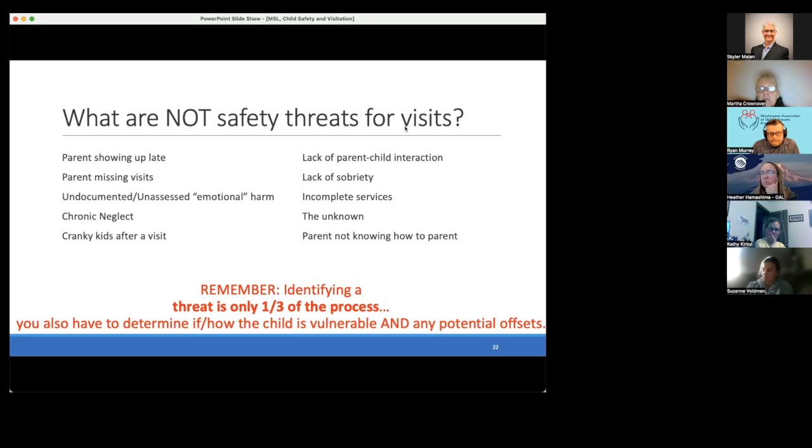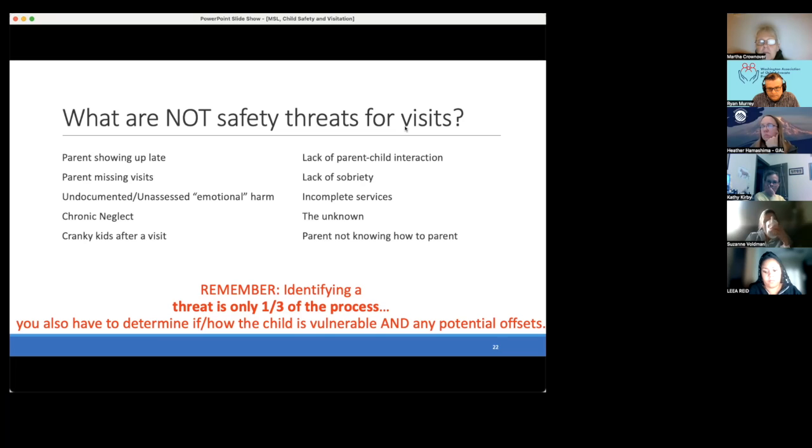Skylar. So if you witness emotional abuse, is that a safety risk? You'd have to be a little bit more specific about that, Skylar. What do you mean when you say emotional abuse?